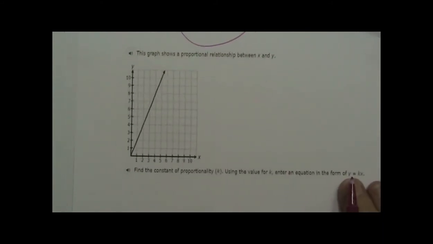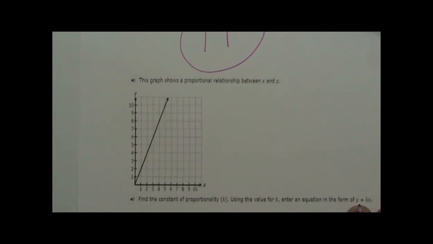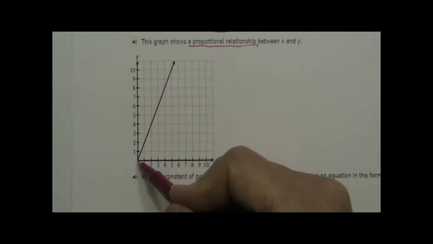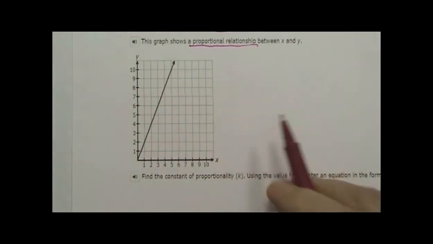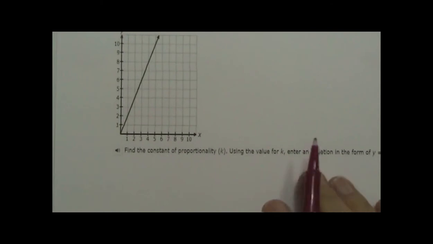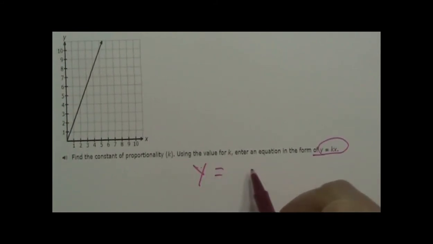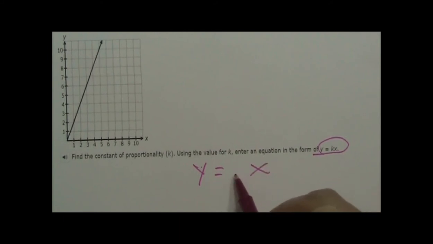Okay, on number 11, it says to graph. This graph shows a proportional relationship. It's proportional. It goes through 0, 0, and it's a straight line. And it asks us to find the constant of proportionality. That means the unit rate. And then write it in the form of y equals kx. So y equals something x. And you have to figure out that something.